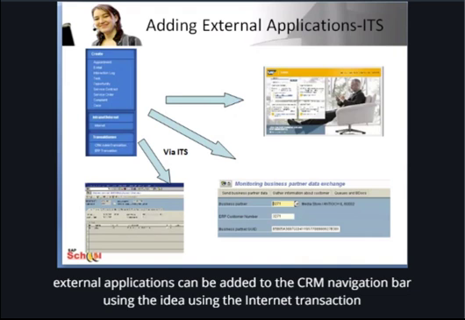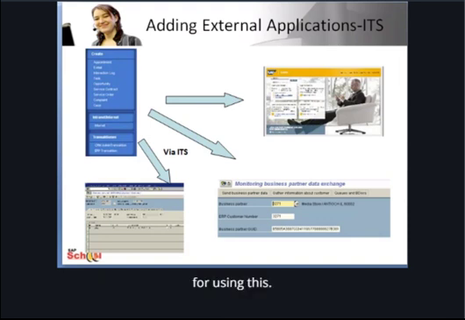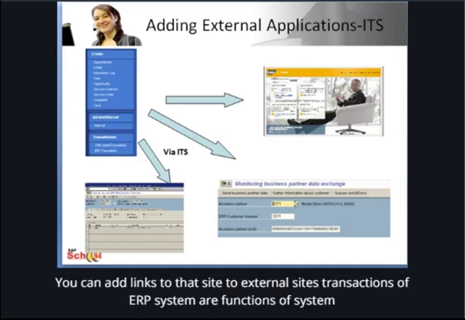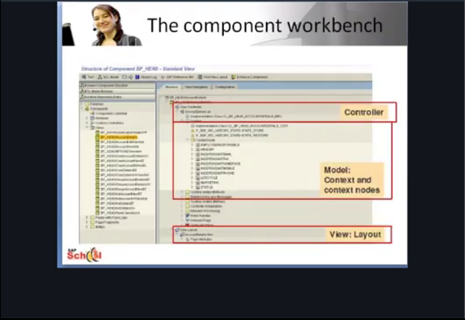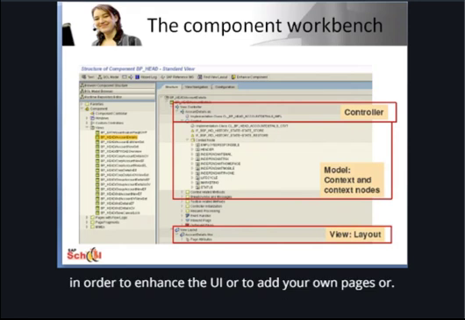External applications can be added to the CRM navigation bar using the ITS, which is the Internet Transaction Server. Using this, you can add links to external websites, transactions of an ERP system, or admin transactions of the CRM system.